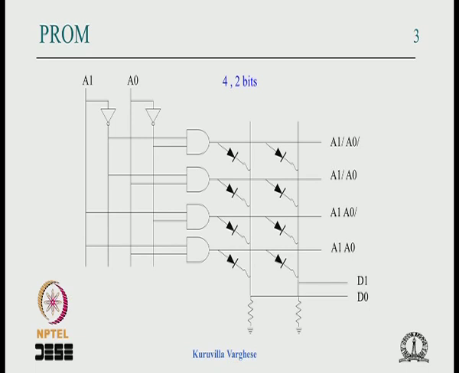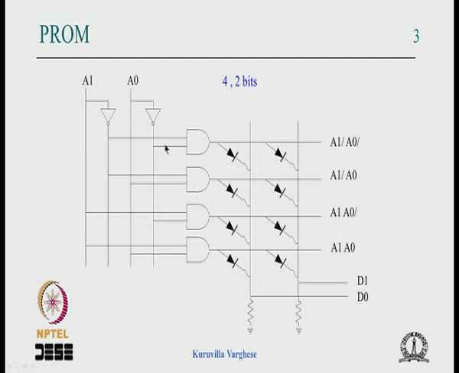The moment you use fewer AND gates, you should realize that we cannot fix the minterms. Suppose we remove these 2 AND gates, then only minterms A1 bar A0 bar and A1 bar A0 are available, and we wouldn't be able to program the XOR function. So the moment you reduce the number of AND gates, you should make sure these AND gates are programmable. That means these minterms should be programmable.